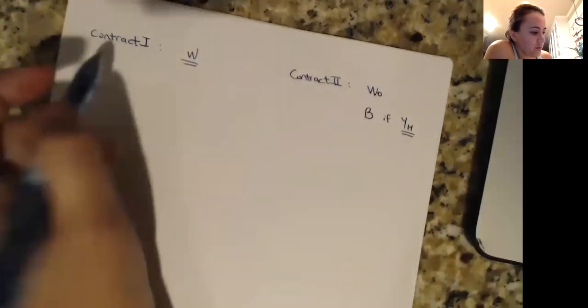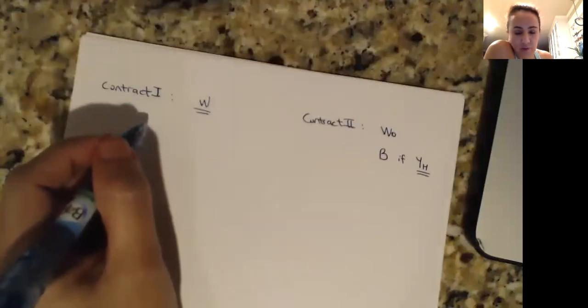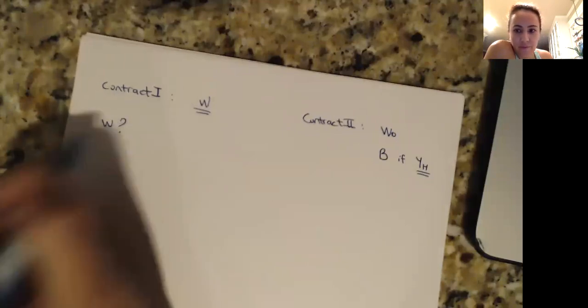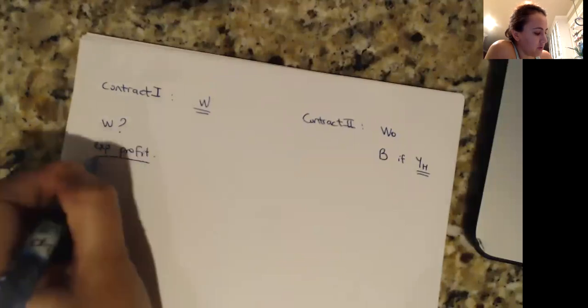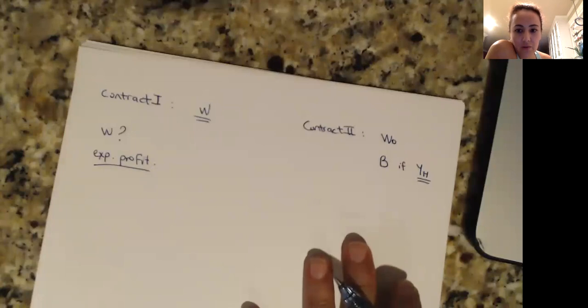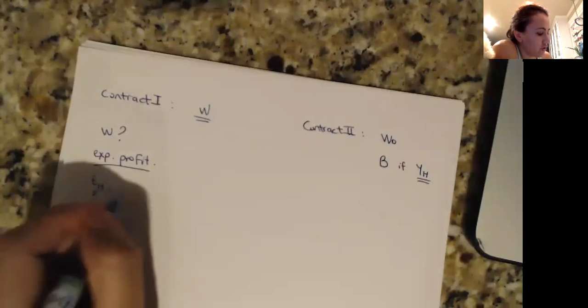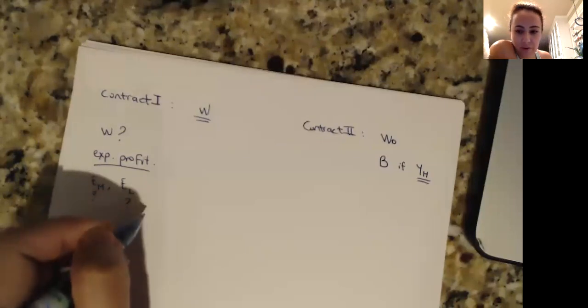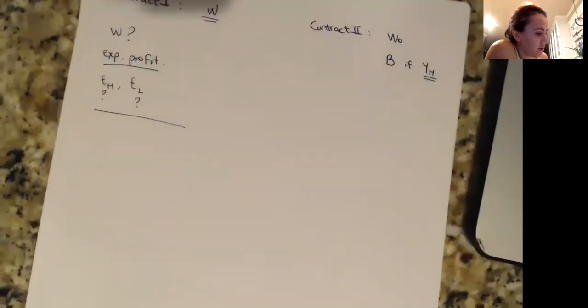Okay, so first of all, we are going to look at contract 1. What wage will the firm set? So I'm looking for W, and I'm looking for the expected profit. And remember that I don't know who is L type, who is H type. So I don't know whether the worker is going to show high effort or low effort.